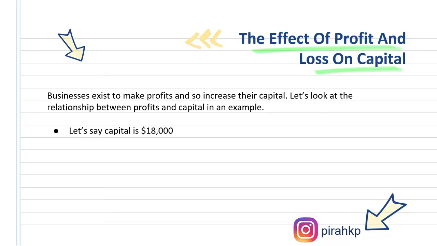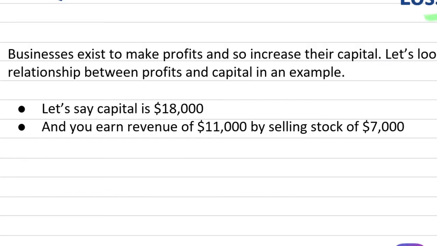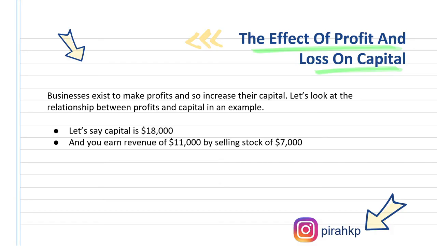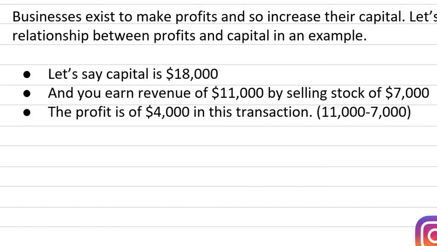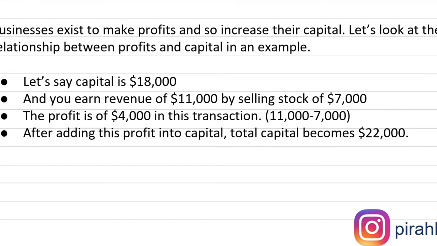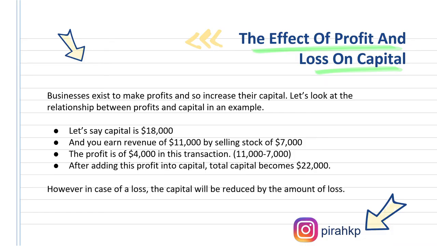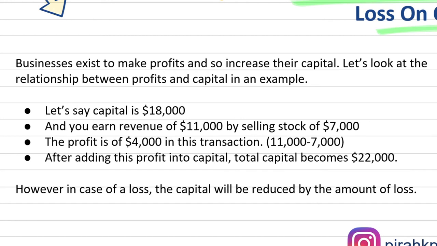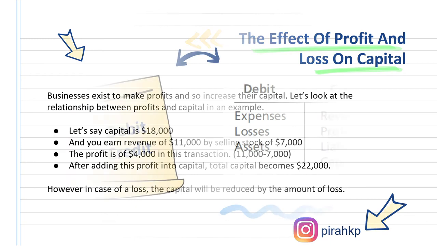You earned some revenue by selling stock or goods of value 7,000 and you sold it for 11,000. So the profit in this situation, 11,000 minus 7,000, is 4,000. And that 4,000 will be added to your capital, which makes it $22,000. However, if there is a loss, then your capital will be reduced or deducted by the amount of your loss.